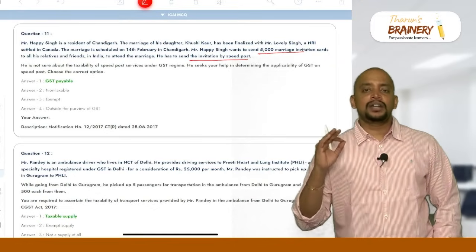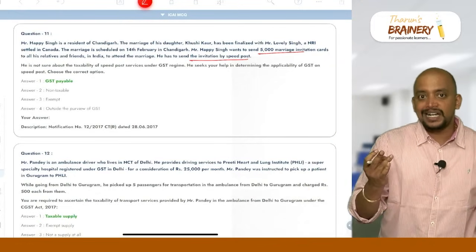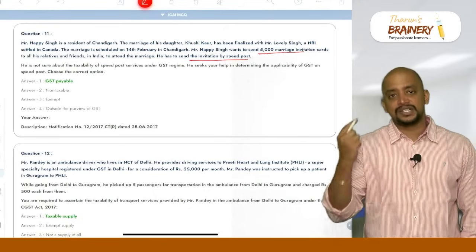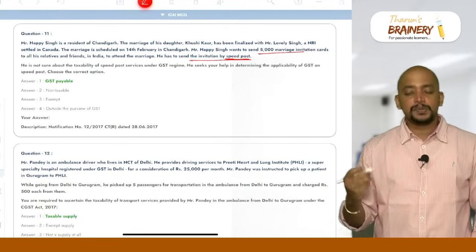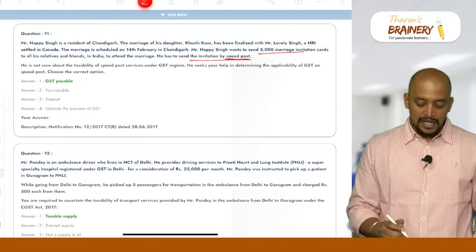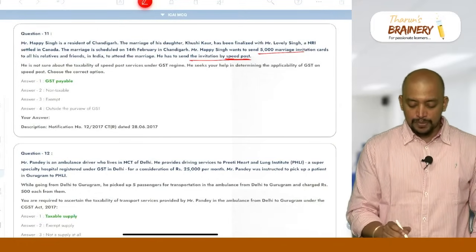In case of Department of Post, postcard, inland letter, book post or registered post of envelopes less than 10 grams are exempted. But speed post, express parcel post, life insurance and other activities of Department of Post will be taxable. So he is not sure about the taxability of speed post services.